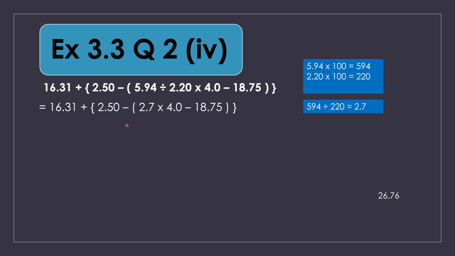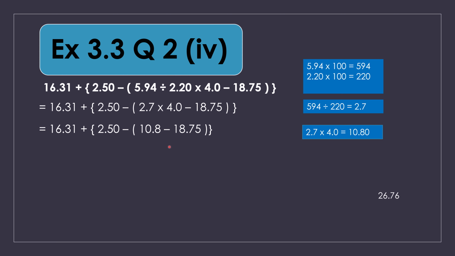So now our answer of this part is 2.7 into 4.0 minus 18.75. Now we multiply them first. After multiplication we get 10.80. As there are two decimal places, we have to put the decimal before two digits. And our answer is 10.8 minus 18.75.